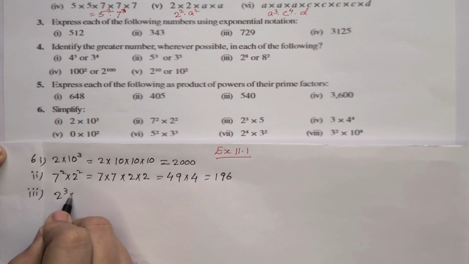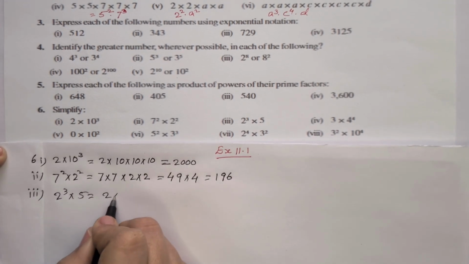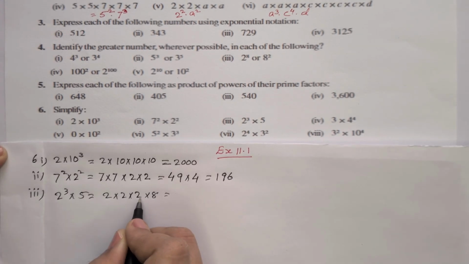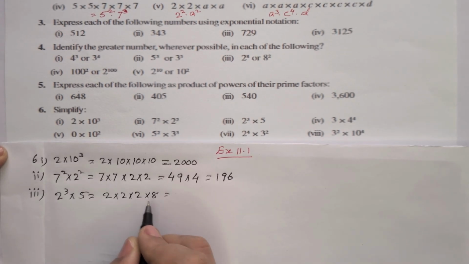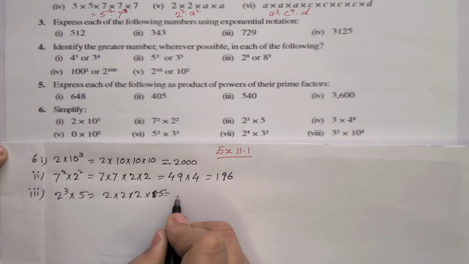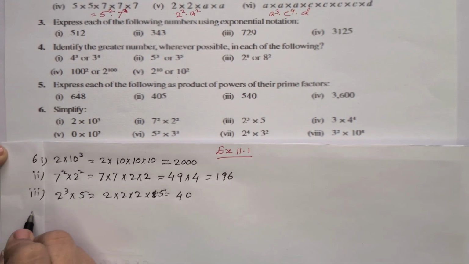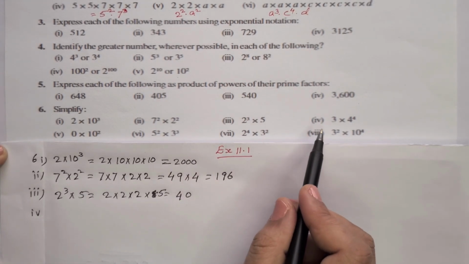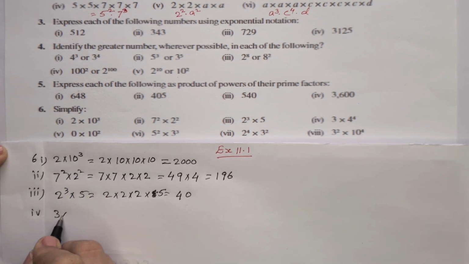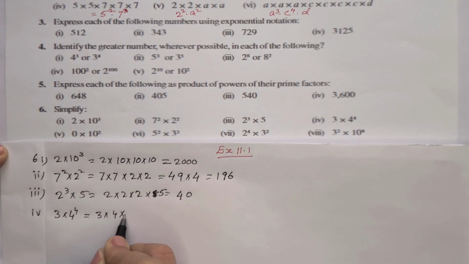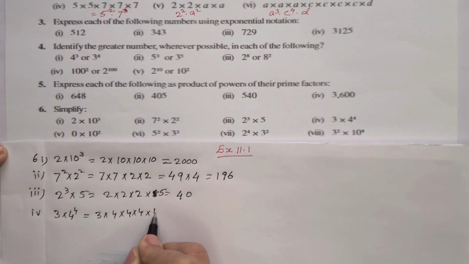2 cube into 5. 2 cube is 2 into 2 into 2, that into 5. 2 into 2 is 4, 4 into 2 is 8, into 5. 8 into 5 is 40. Fourth one: 3 into 4 raised to 4. It is equal to 3 into 4 four times, and that is equal to 758.